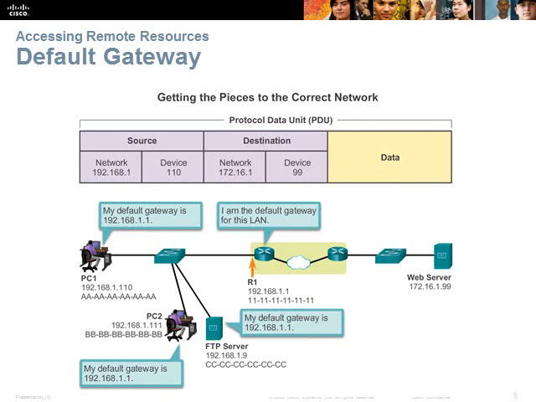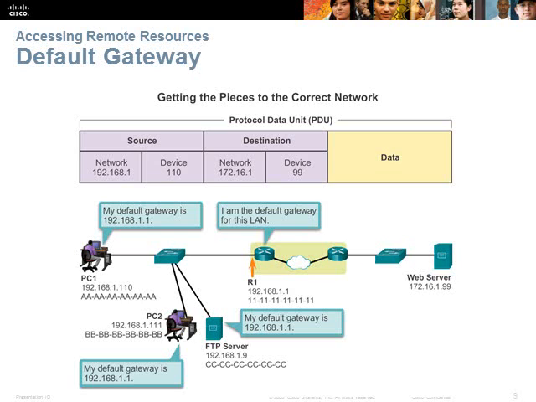Now let's say you were trying to get off of your network. So instead of sending out an ARP request for the distant PC, you don't care what the MAC address of the distant PC is. You only need to know the MAC address of what's going to get you out of your network. So in this scenario, PC1 is trying to send to a web server way over on a distant network through the cloud, 172.16.1.99. But to get to him, he has to go through his default gateway.